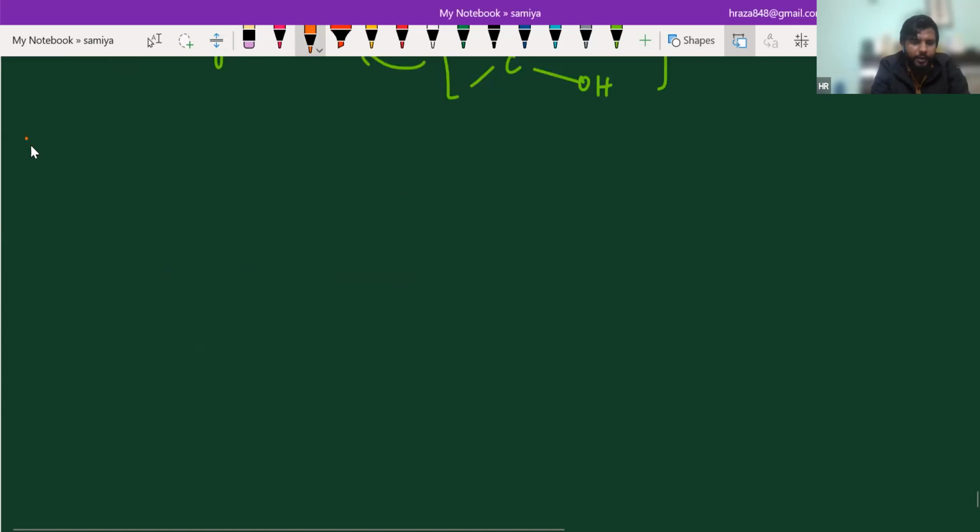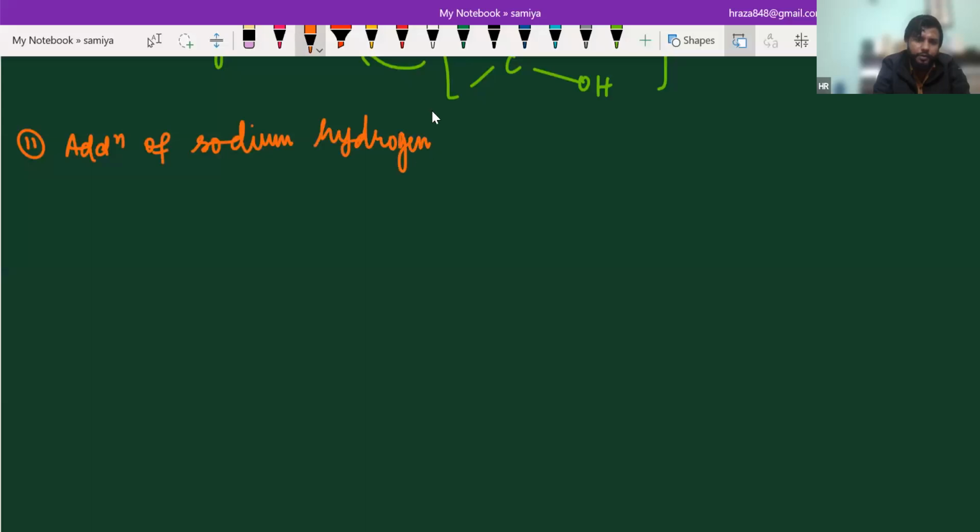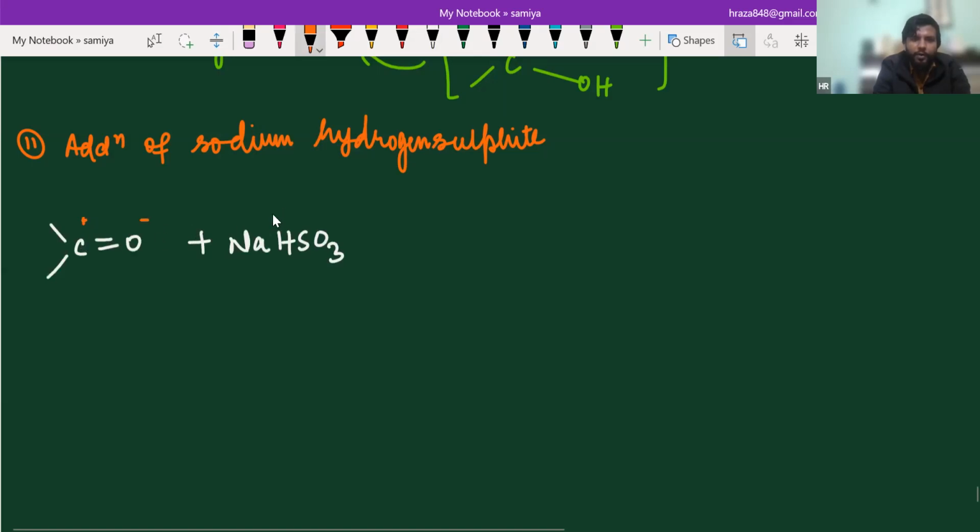The next is basically addition of sodium hydrogen sulfide. So basically we need to add sodium hydrogen sulfite to this carbonyl compound. Sodium hydrogen sulfite has a formula NaHSO3. So as you can see, this will have negative, this will have positive, this will have positive, this will have negative. So what you need to do, just add the negative to positive, positive to negative. And it's very easy. So this bond will be broken and then CO and then this and this ONa.